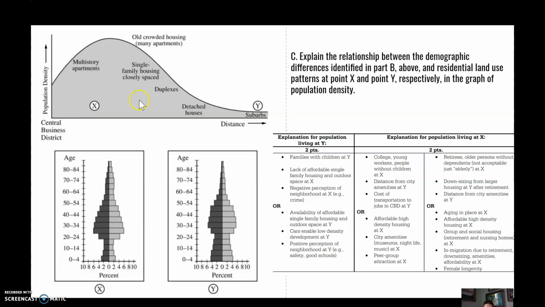It's not realistic. You could also say affordable high density housing at X. Well, because there are so many apartments here, they're all jammed together, the density is high, they can be less expensive than a single family home out here, which is going to be great for a young person. City amenities, museums, nightlife, music. We've already talked about how people living at X are probably living there because they want to be close to all the cool stuff. And then peer group attraction at X. If you're young and you're hip and all of your friends are living here in X, you're probably going to want to too. So like people attract like people.